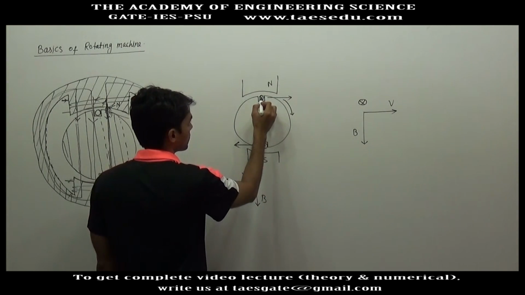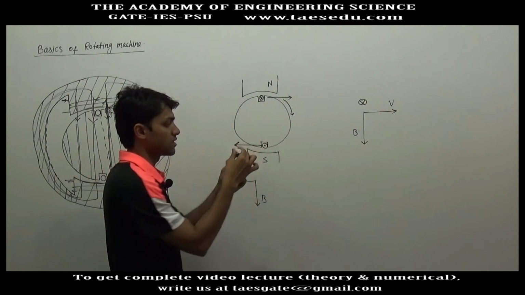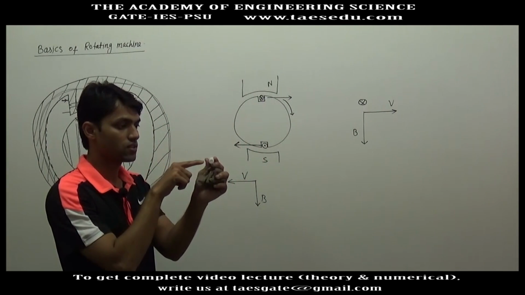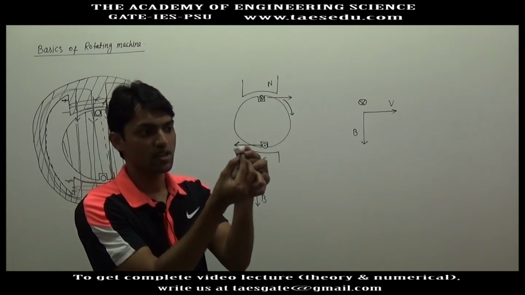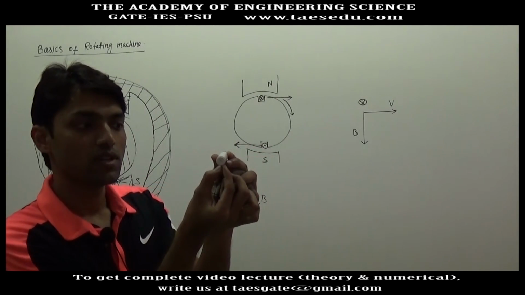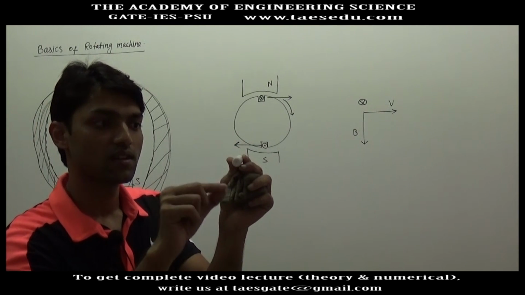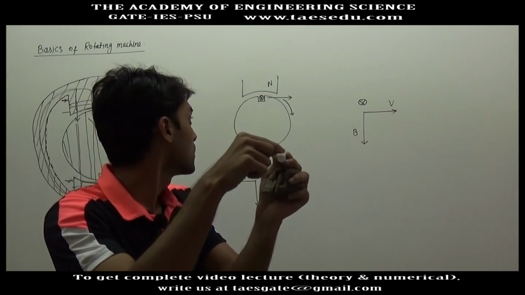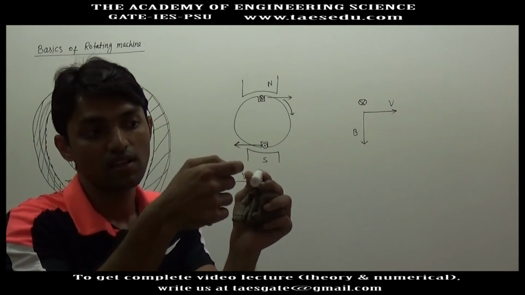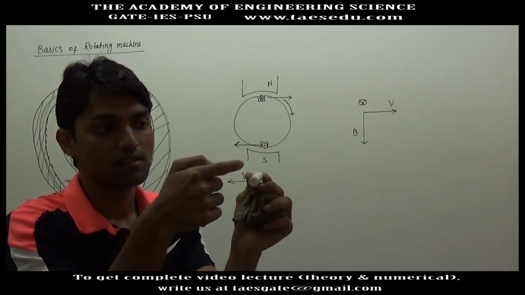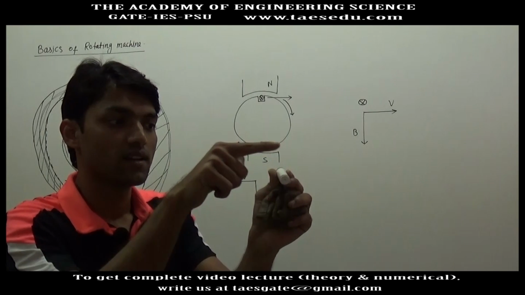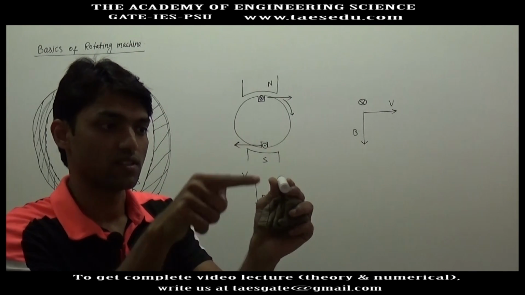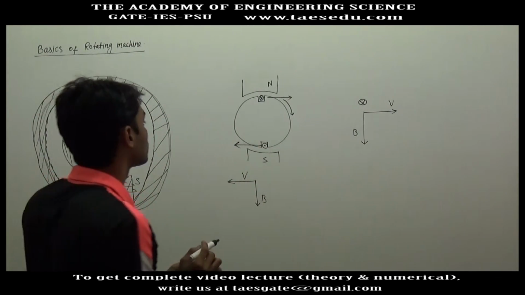Okay, and I'm showing this conductor is wound in this slot. So if in the lower part the positive charge experiences a force in this direction, and in the upper part the positive charge is experiencing a force in this direction, then overall there will be a force in the anti-clockwise direction, so the charges will move.